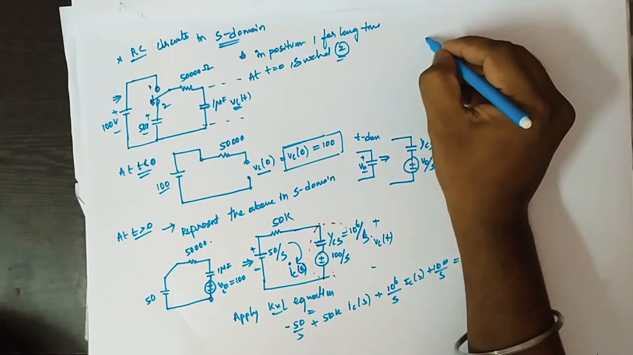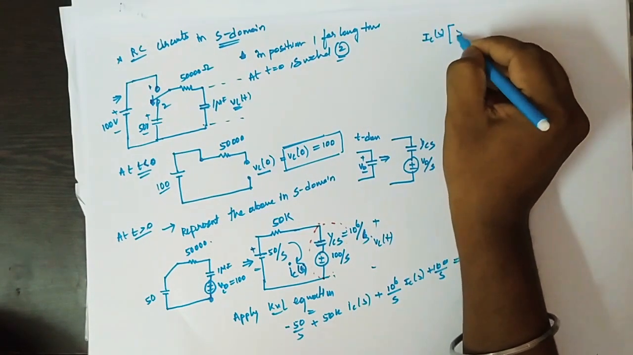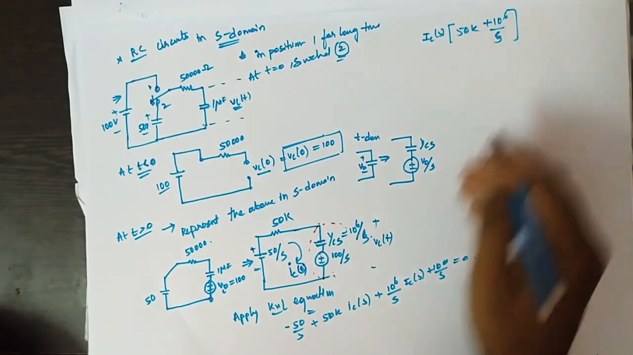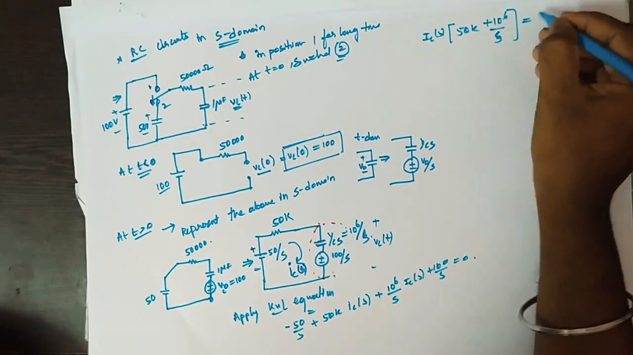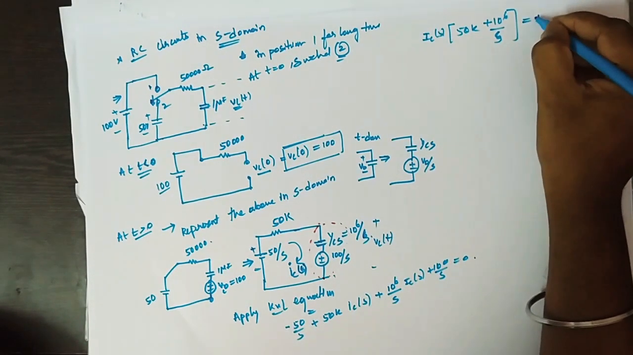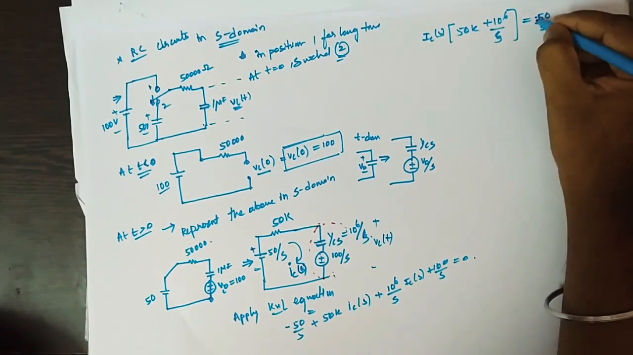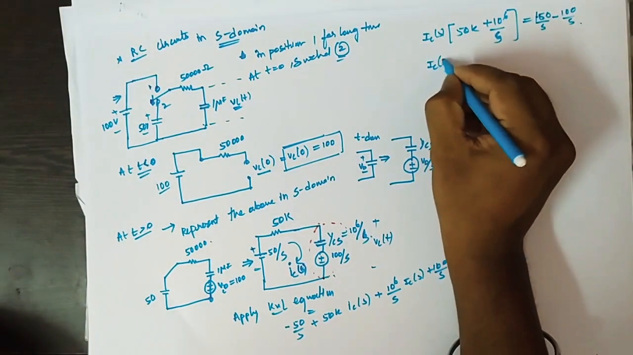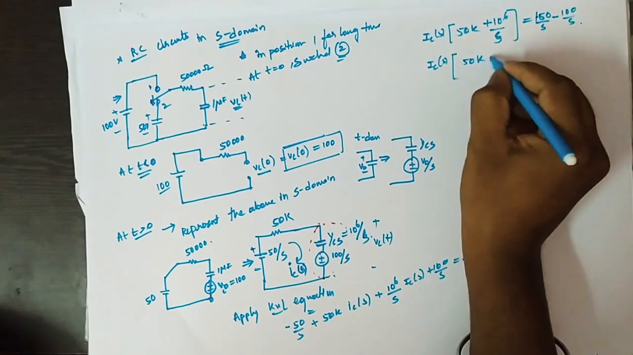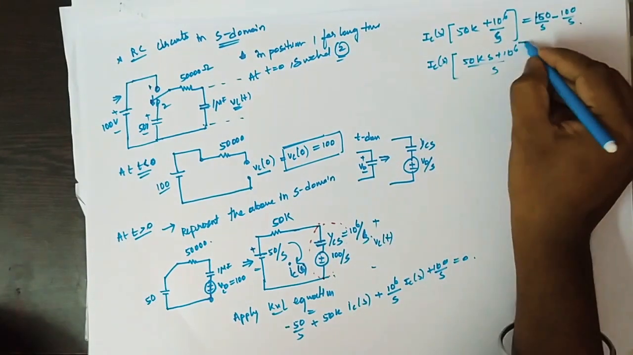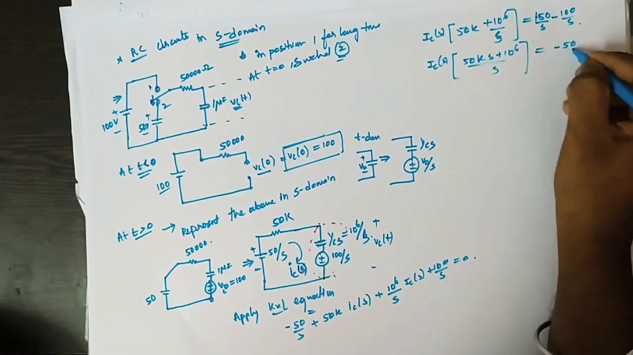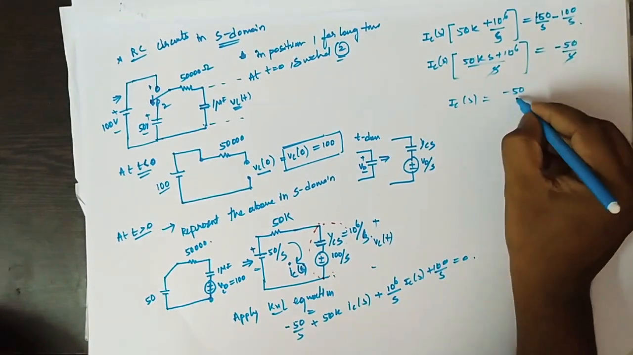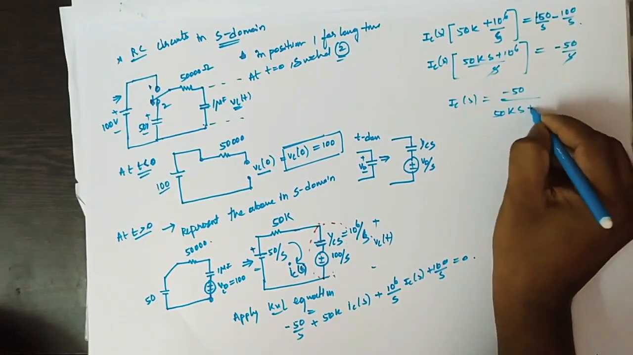So we need Ic of s here. So Ic of s times 50k plus 10 power 6 by s. So take the constant values to that side. So minus 50 by s plus 50 by s minus 100 by s. So you will get Ic of s equal to what? 50k s plus 10 power 6 by s, into Ic of s equal to minus 50 by s. So Ic of s equal to minus 50 by 50k s plus 10 power 6.